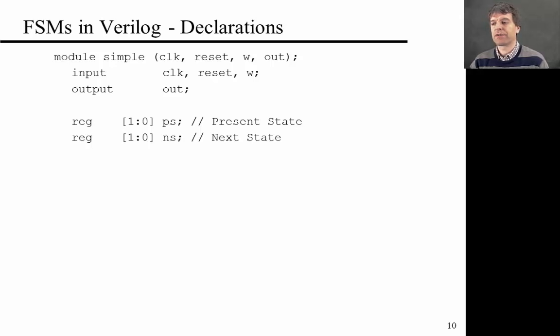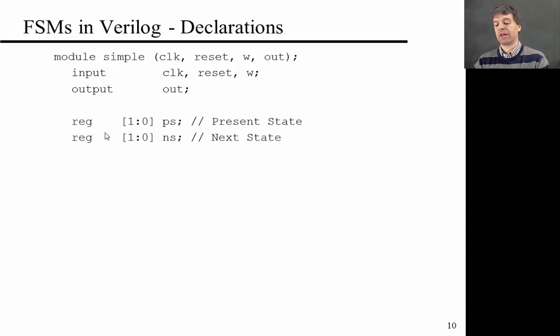In this module, I want to go over how to describe state machines in Verilog. Okay, so let's start from the top. We have a module that we're going to call simple. It has several variables: clock, reset, W, and out. We're going to say that the clock, reset, and W are inputs to the system, and out is an output.